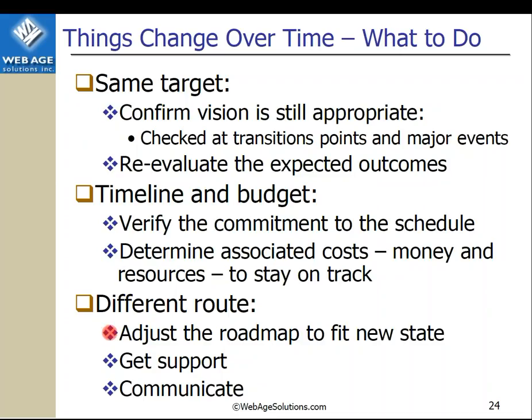Failing to update the roadmap causes stakeholders, architects included, to lose confidence in the roadmap and stop using it, which means we don't benefit from the management and coordination that it provides. Obviously, once we've adjusted it, we need to get the appropriate support to validate it, get it signed off, and then communicate it out.